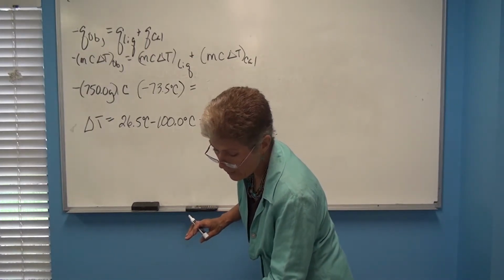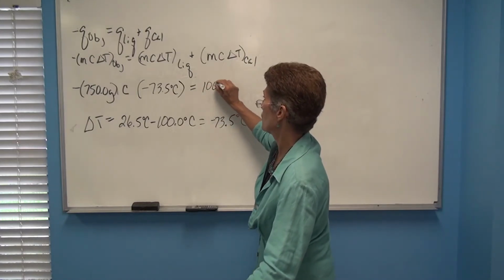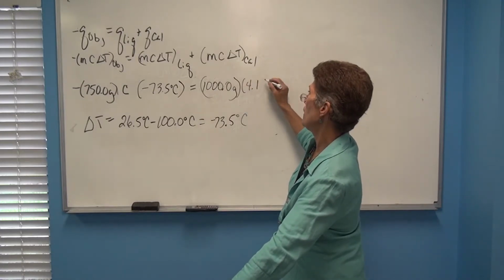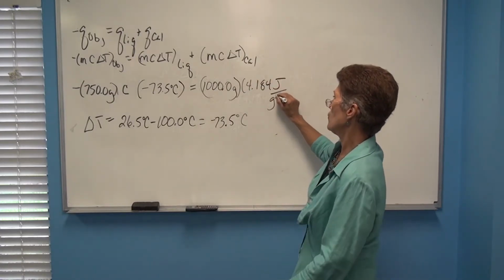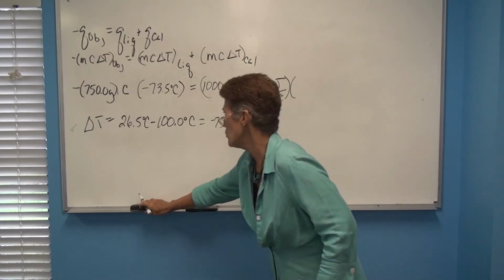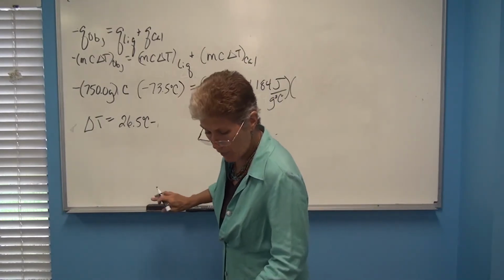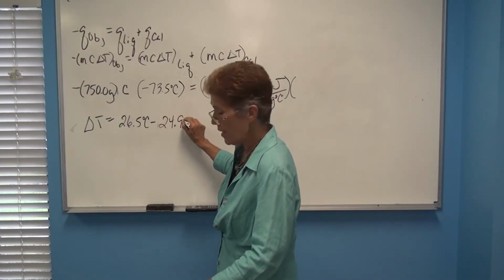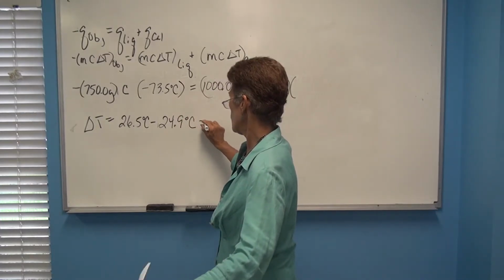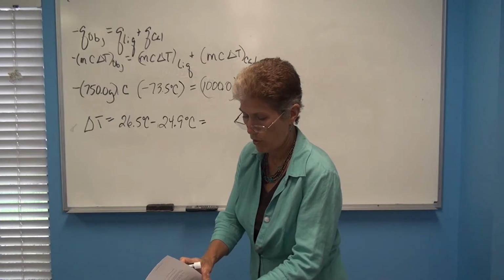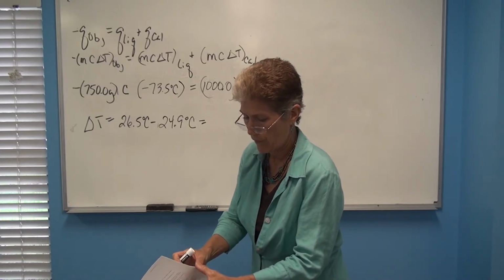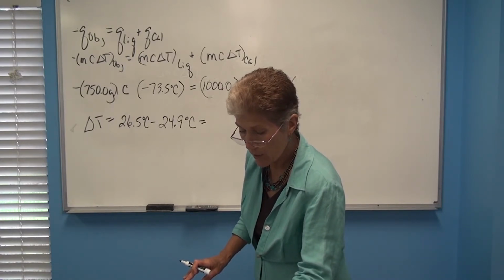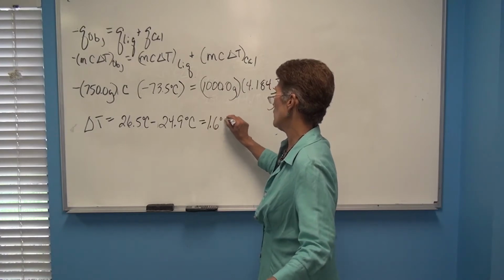The liquid on number 10, we are given 1,000 grams of water, 4.184 joules per gram per degree Celsius. The change in temperature on the water: the final temperature is the same for both, but it started at 24.9 degrees Celsius. And so its change in temperature, there it is, 1.6 degrees Celsius.